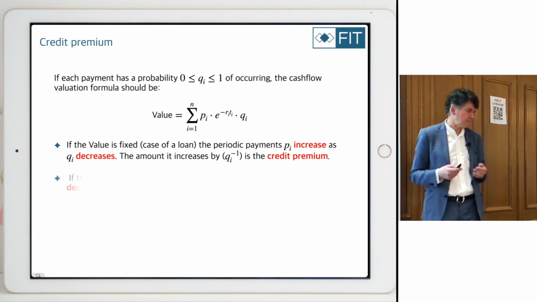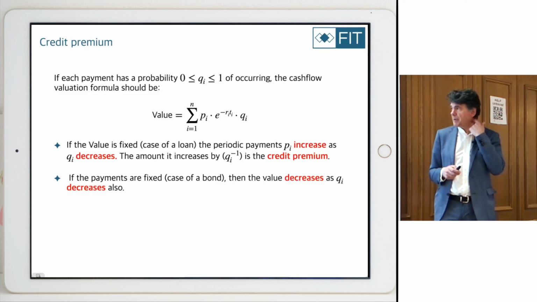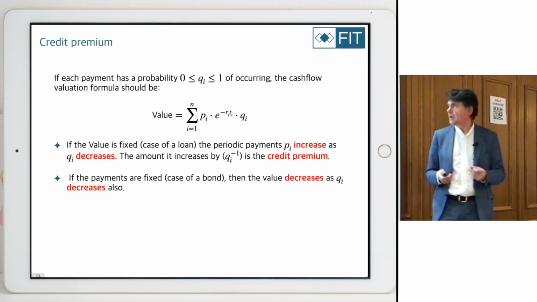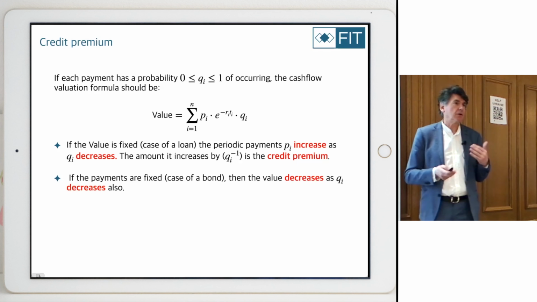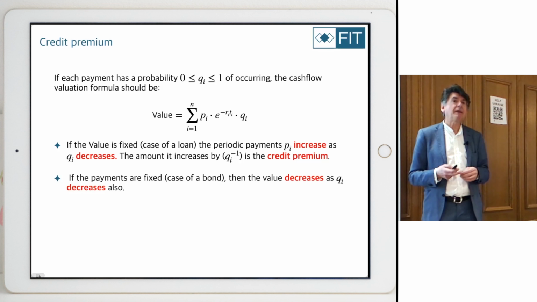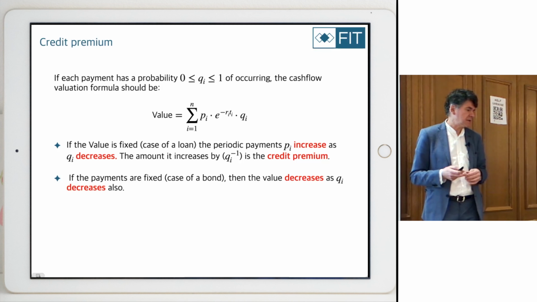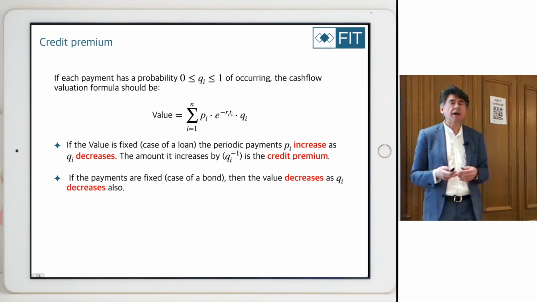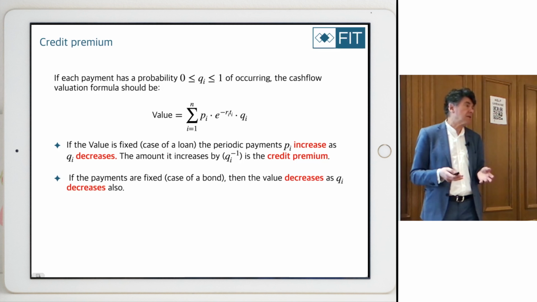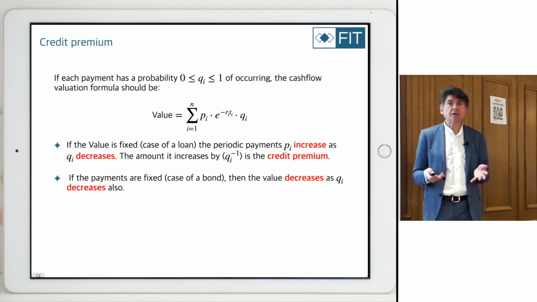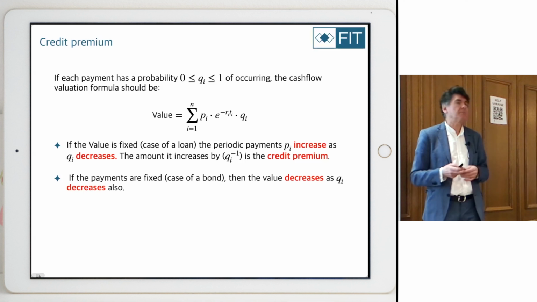And at the same time, if the payments are fixed, in the case of a bond, then as the probability of payment decreases, the value will decrease too. That's why bonds issued by credit sensitive or credit challenged companies are cheaper. These are basic symmetry considerations for this. Great.